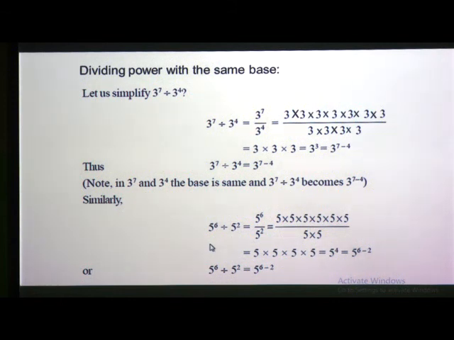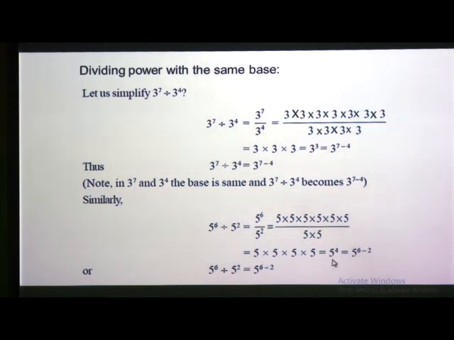So, one more example we are having here is 5 to the power 6 divided by 5 raised to the 2, or we can say 5 squared. Here the bases are the same, base is 5 and 5. So, the powers should be subtracted. So, we can write here 6 minus 2. What is 6 minus 2? It is 4. So, 5 raised to 4.